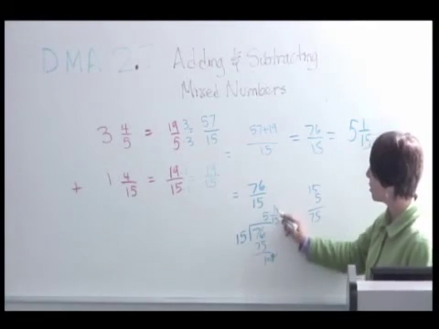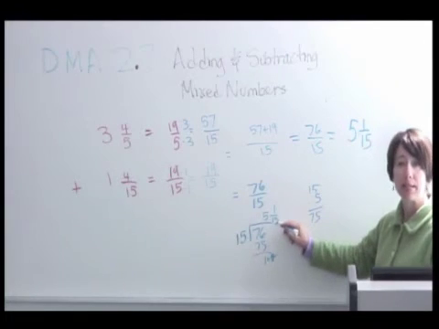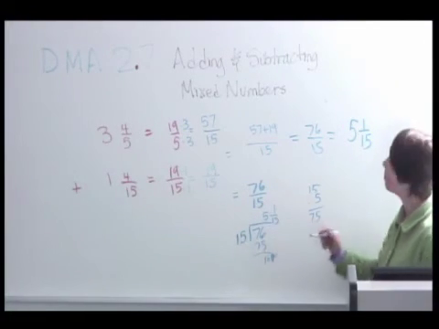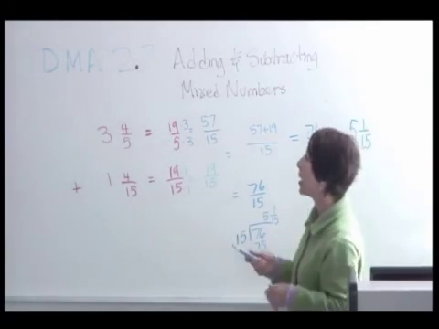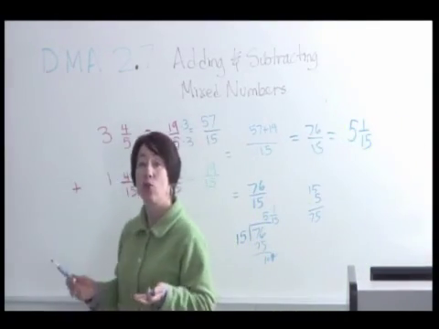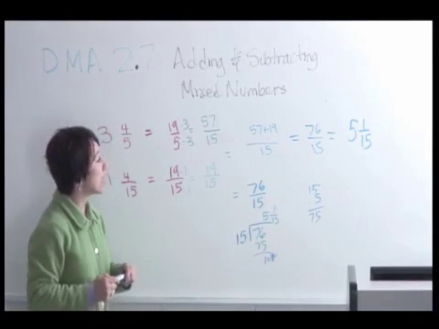So my final answer, 76 over 15, is equal to 5 and 1/15, where 5 was my quotient, my remainder of 1 becomes my new numerator, and then my denominator stays the same. So 5 and 1/15, and that makes sense because if I remember my original estimation, 4 plus 1 is 5, so my answer makes sense.